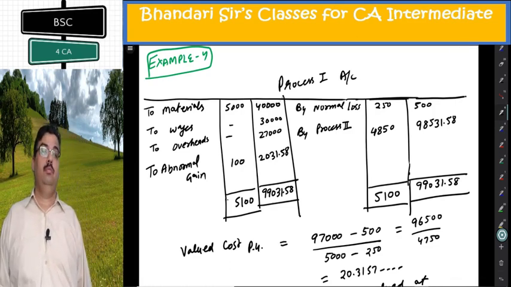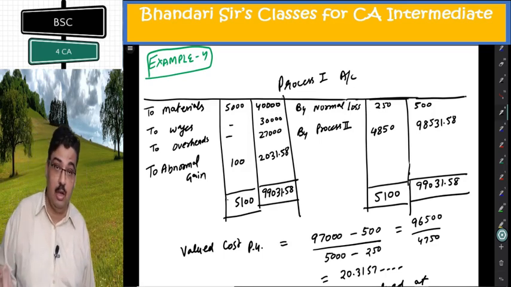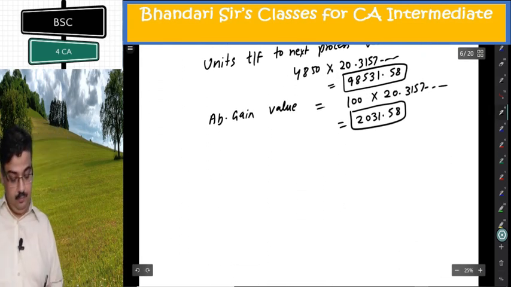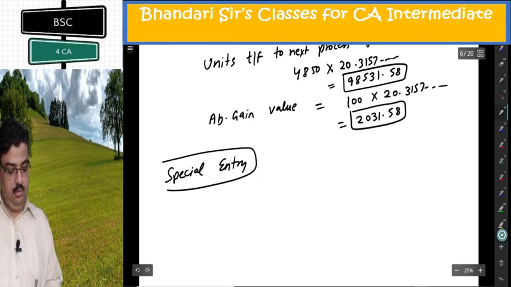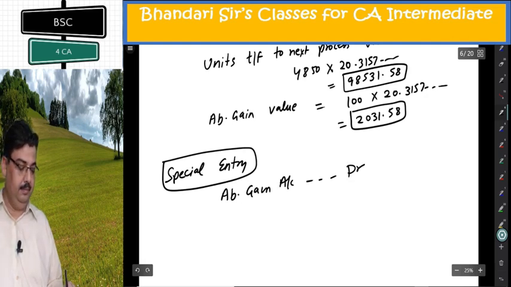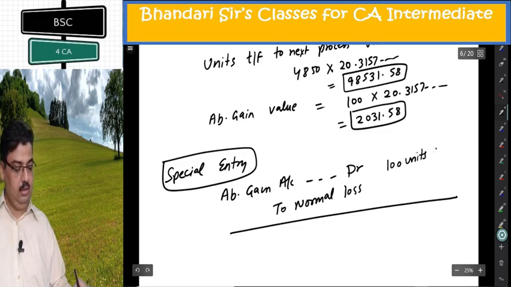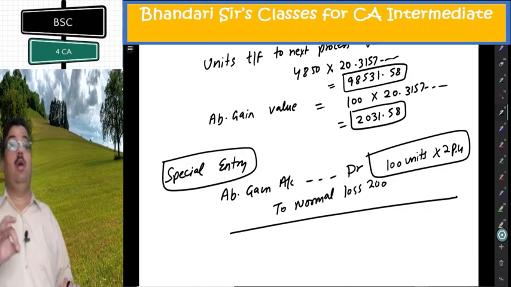Things are not over. I need to teach you making of process account, normal loss account and abnormal gain account. In abnormal gain account, special entry to remember. Abnormal gain account debited to normal loss. 100 units at the rate of 2 per unit. For rupees 200, this entry will affect both abnormal gain account also and normal loss account also.